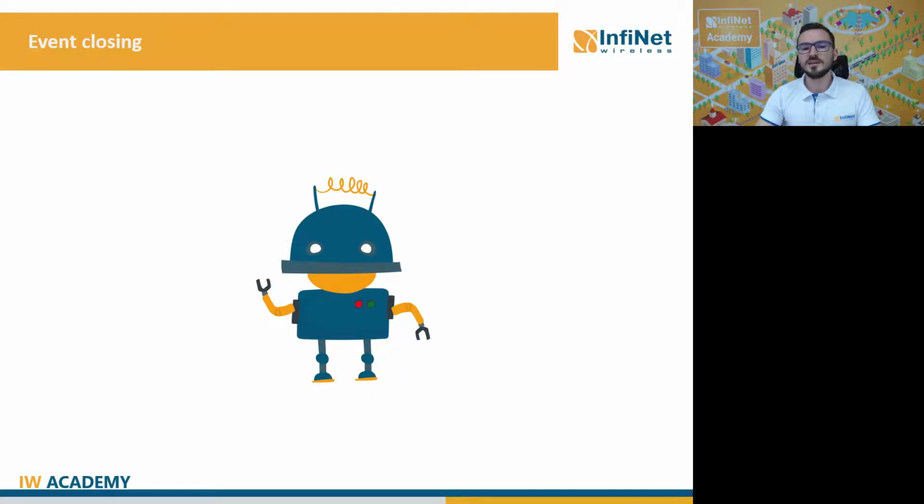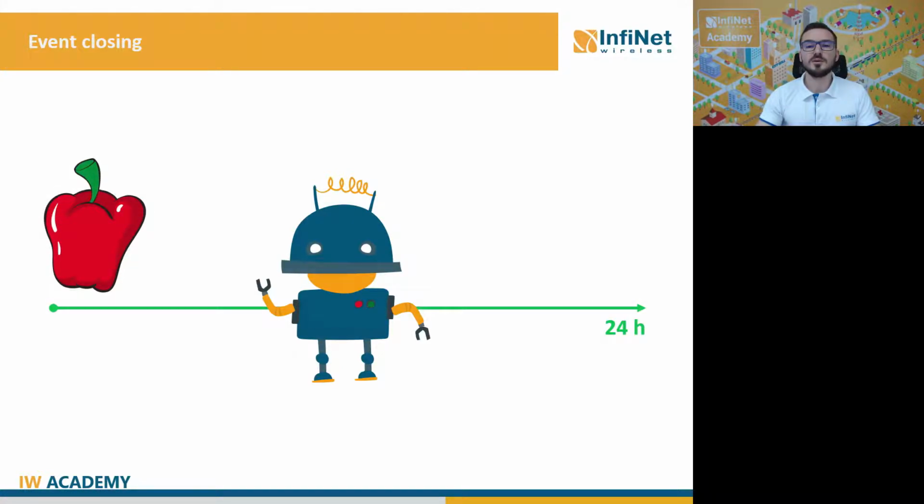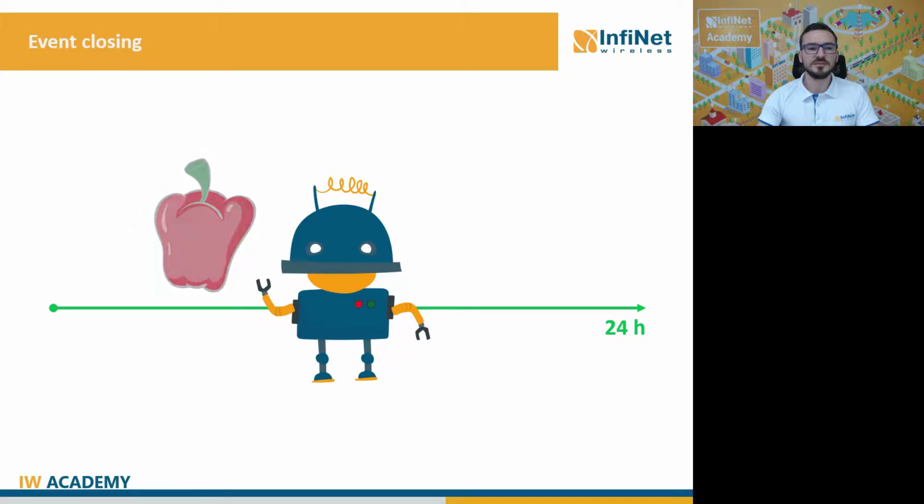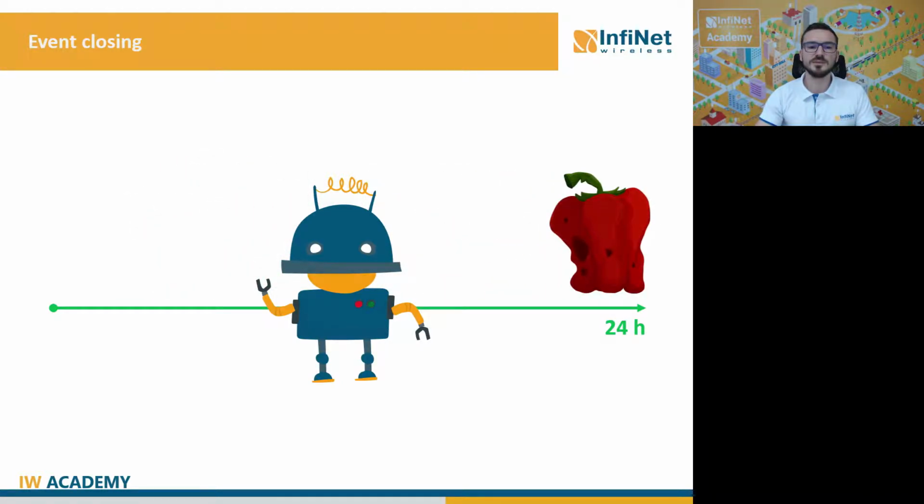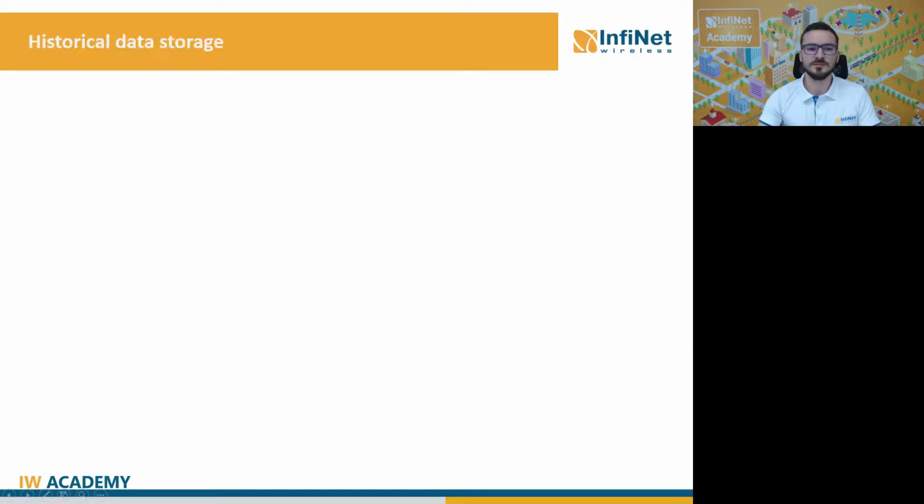And the third way in which an event can be closed is when the acknowledgement time expires. This is what the developers call the rotten state. So if an event is not acknowledged within 24 hours, its status will be automatically changed by InfiMONITOR from new to aged.